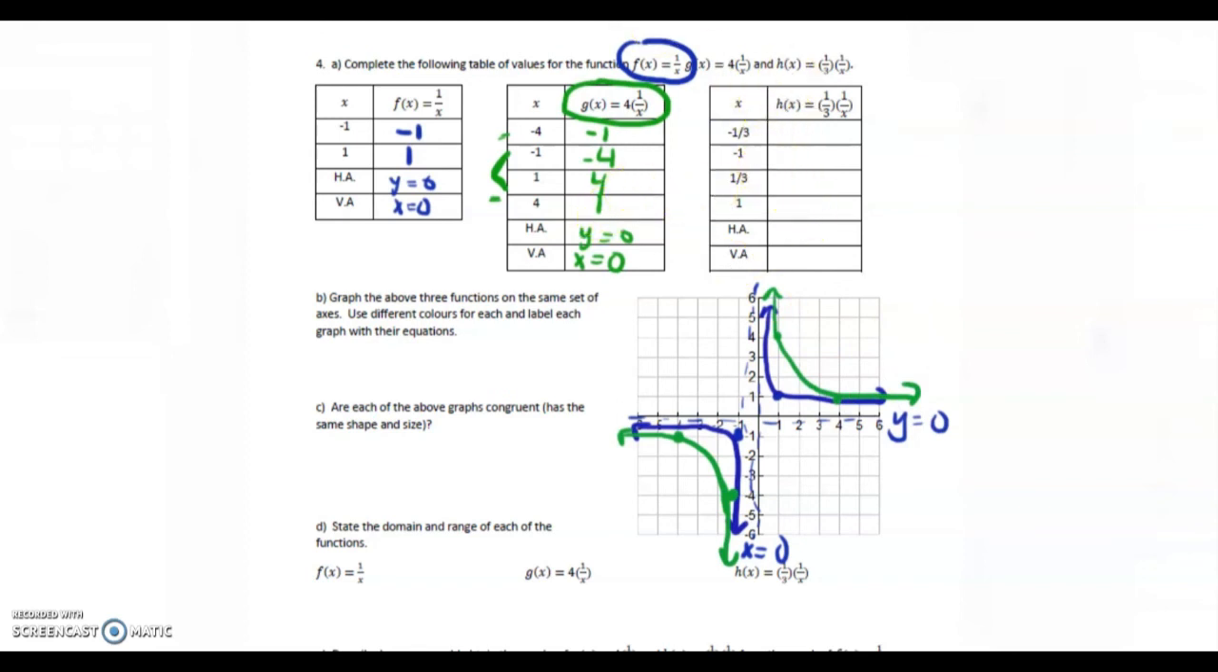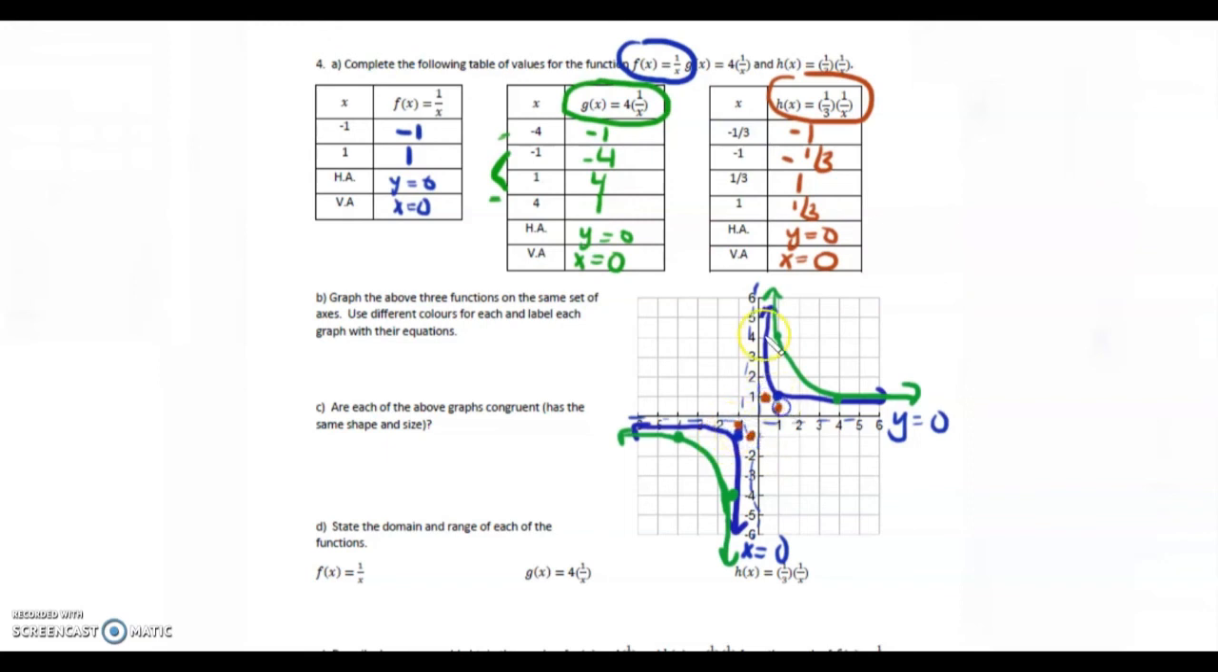Okay, now h of x. We're going to have 1/3 times 1 over x. So if we subbed in negative 1/3 for x, we're going to get negative 1. If we subbed in negative 1, we're going to get negative 1/3. If we subbed in a third, we're going to get 1. And if we subbed in 1, we're going to get 1/3. Okay, no shifts, so the asymptotes don't change. So we get (-1, -1/3).